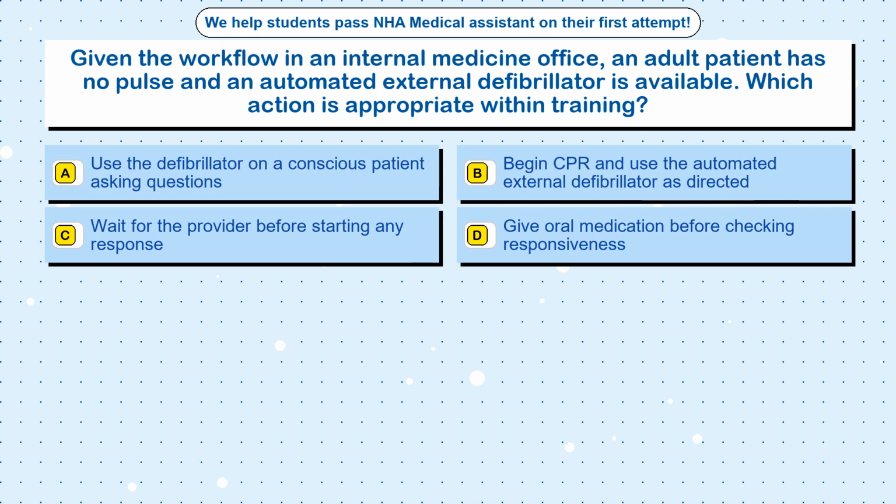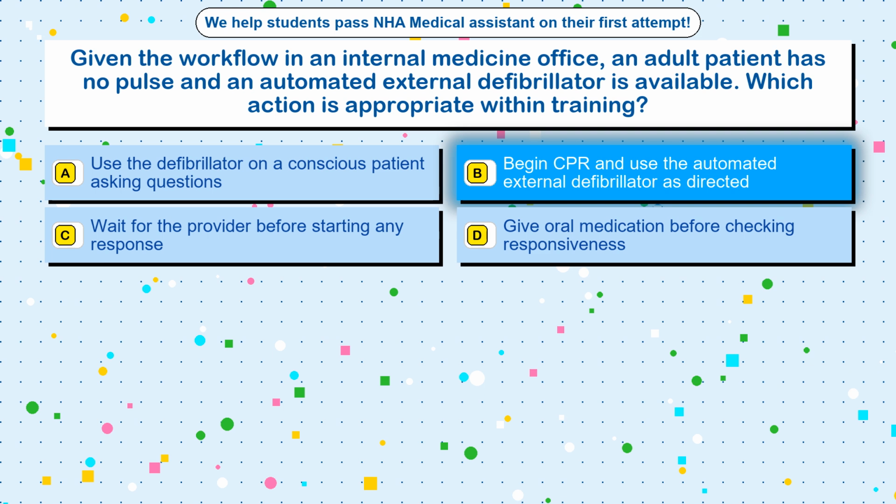Question 14. Given the workflow in an internal medicine office, an adult patient has no pulse and an automated external defibrillator is available. Which action is appropriate within training? Option A. Use the defibrillator on a conscious patient asking questions. Option B. Begin CPR and use the automated external defibrillator as directed. Option C. Wait for the provider before starting any response. Option D. Give oral medication before checking responsiveness. The correct answer is option B. Begin CPR and use the automated external defibrillator as directed.